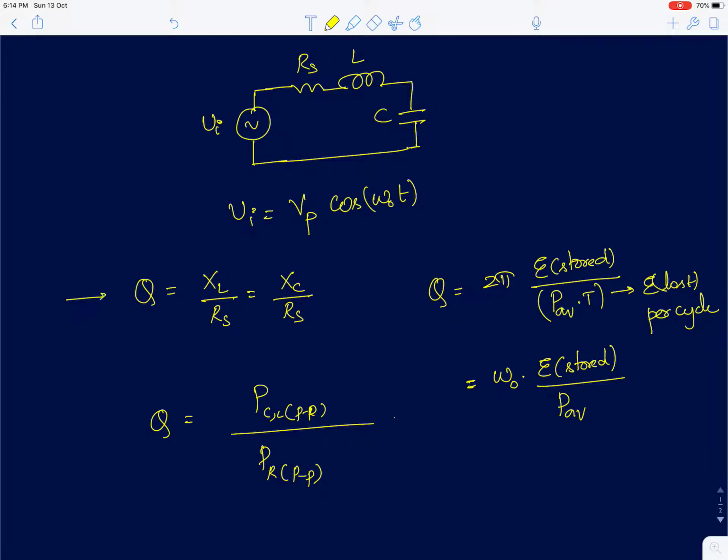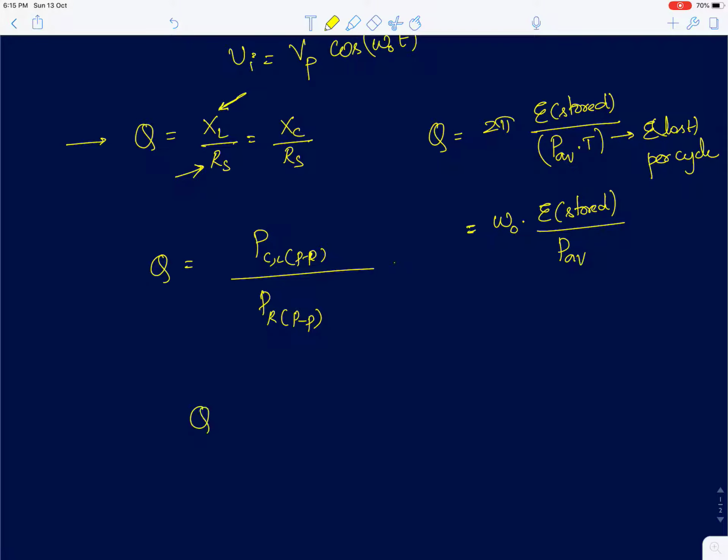The first definition of Q is, since it's a series RLC circuit, the one with the larger impedance matters. Q tells you how reactive the circuit is, or how energy storing the circuit is. So it makes sense to take the ratio of the reactive impedance to the lossy impedance, XL upon RS, the lossy part of the impedance. Using that, we can write Q as omega naught L by RS.